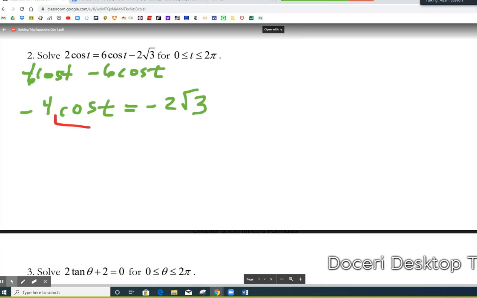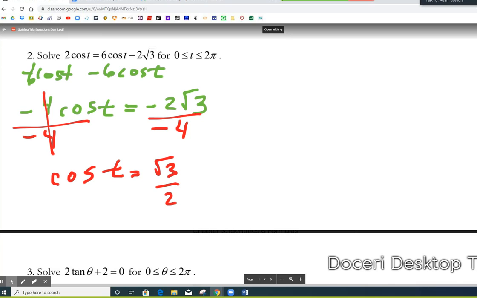Right here, the cosine of t. So to do that, we're going to divide by -4 because we have -4 times the cosine of t. So now we have the cosine of t is equal to positive √3/2. Positive because it's a double negative, that cancels out. And then 2/4 becomes 1/2. So now we've got to figure out what values of t between 0 and 2 pi satisfy that.